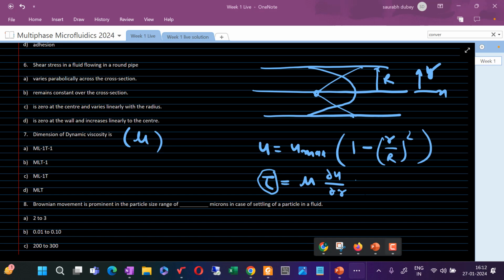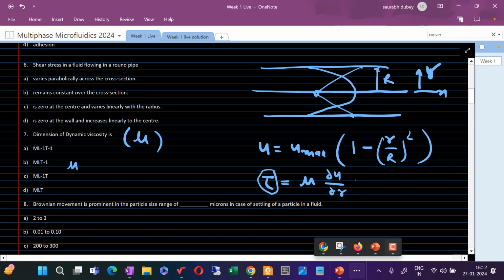So I will be doing it. This tau is there. So mu equals tau, which is force per unit area, divided by du by dr. U by r means meter per second divided by meter. And this F is what? M L T minus 2.